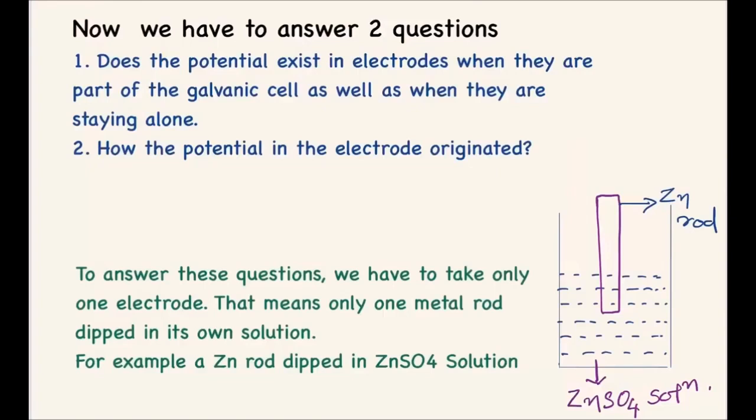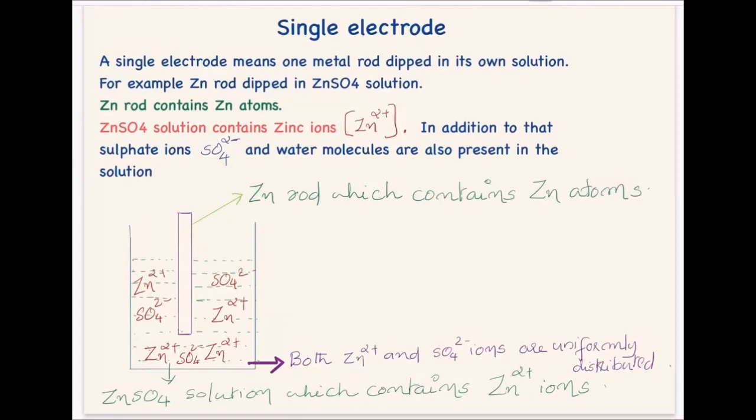To answer these questions, we have to take only one electrode. That means only one metal rod dipped in its own solution. For example, here you can see a zinc rod in its own solution, zinc sulfate. So zinc sulfate contains zinc ion, which is an ion of the same metal, that is zinc. Here you can see a drawing of a single electrode. A single electrode means one metal rod dipped in its own solution. For example, here the zinc rod is in zinc sulfate solution.